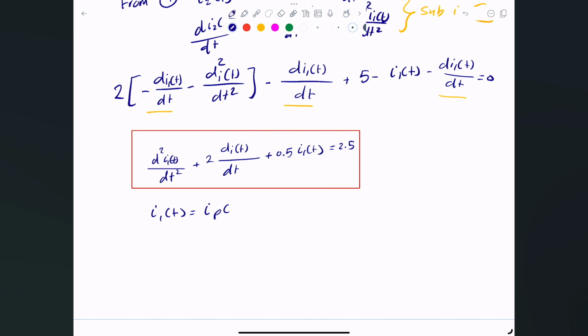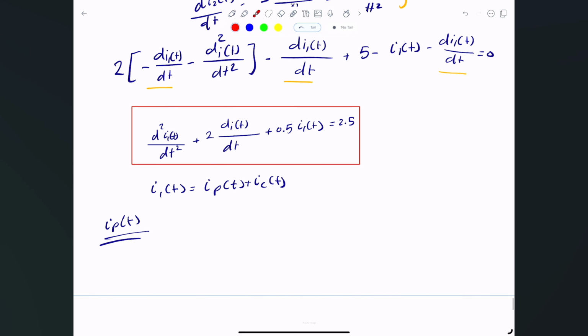It's the particular solution and the complementary solution. We have a particular solution because this is 2.5, not 0. Well, we know that the particular solution for a constant forcing function is simply a constant. So that means 0 plus 0 plus 0.5 I1 particular of t.